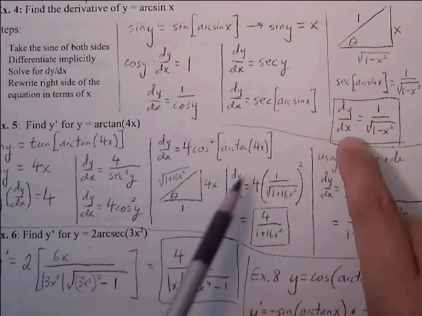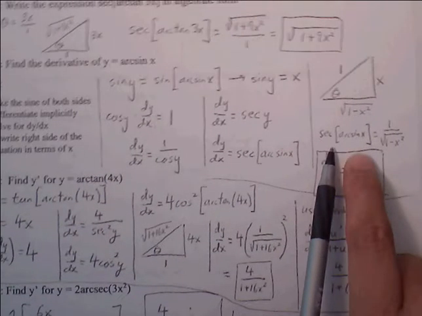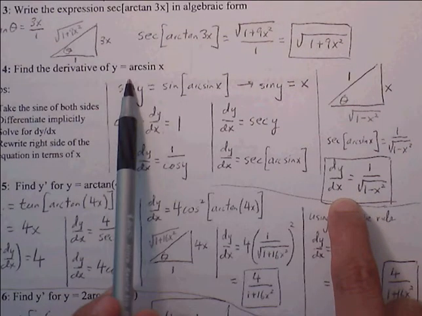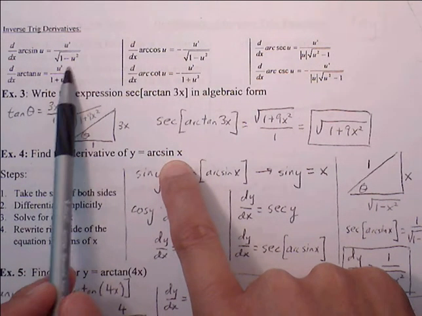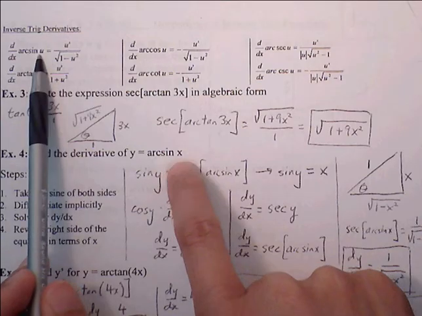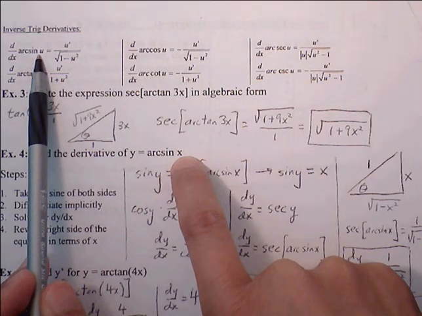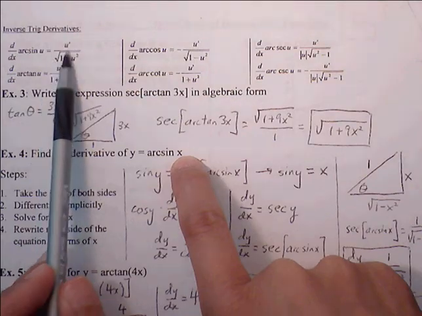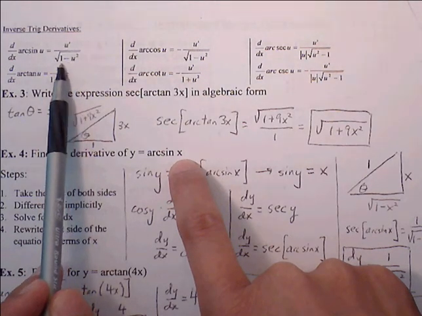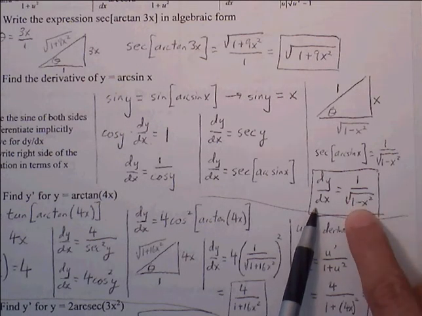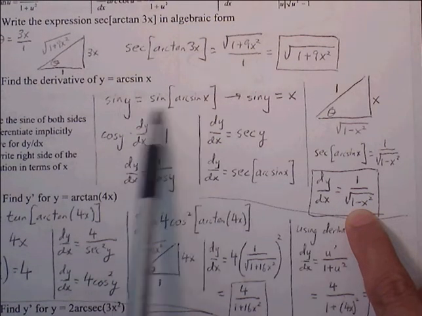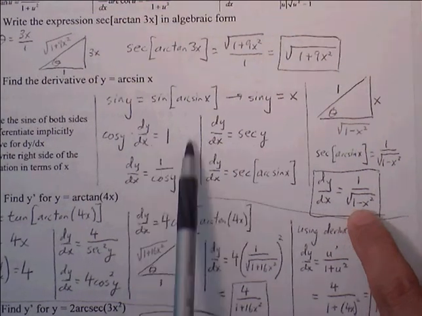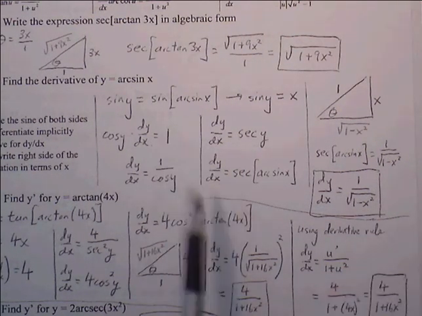Going back to example 4, we can also use the rule for arc sine of x. The rule for arc sine of x is u prime over the square root of 1 minus u squared. Our u is going to be x, so the derivative u prime is 1, all over the square root of 1 minus x squared. So 1 over the square root of 1 minus x squared. As you can see, the rule is a lot faster to get to the derivative, but implicit requires more steps and less to memorize.